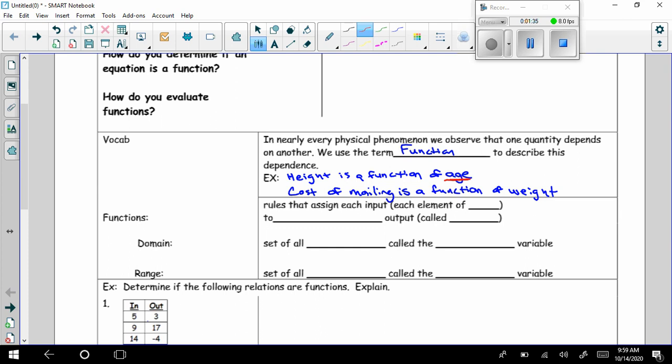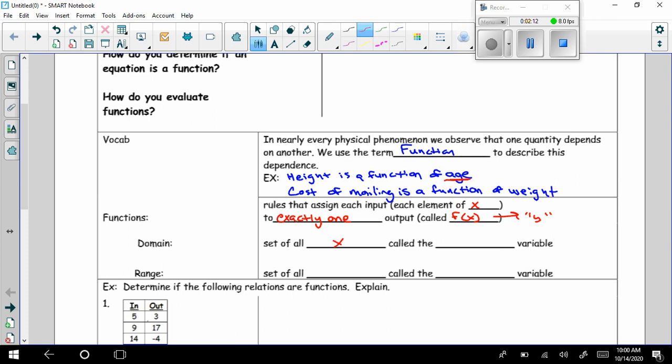So a function is a rule that assigns each element of x to exactly one output, or f of x. Excuse me, I said that backwards. And remember, f of x is just your y term. So you put in an x value, you get out a y value.